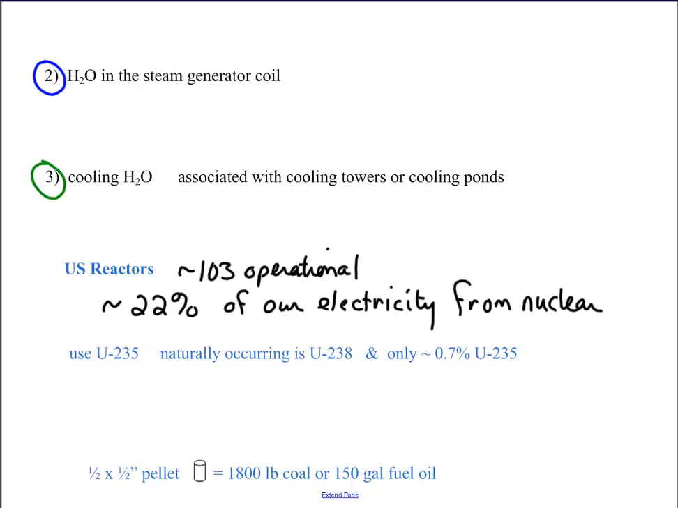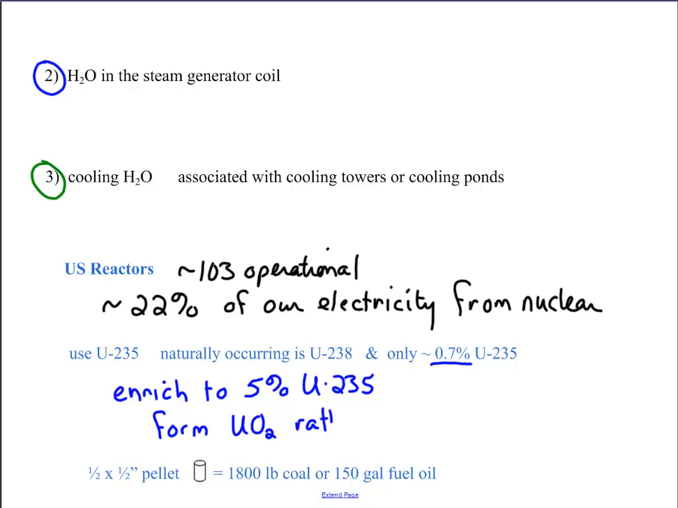Uranium-235 is the most popular isotope. It naturally occurs as uranium-238, but only about 0.7% of naturally occurring uranium is uranium-235. So what they have to do is enrich it, and they enrich it to 5% uranium-235, and they also form uranium oxide rather than pure uranium metal. The metal, uranium, properties are not as good at high temperatures as uranium oxide, so the oxide is more stable. Here we're talking about chemical properties as opposed to nuclear reaction properties.